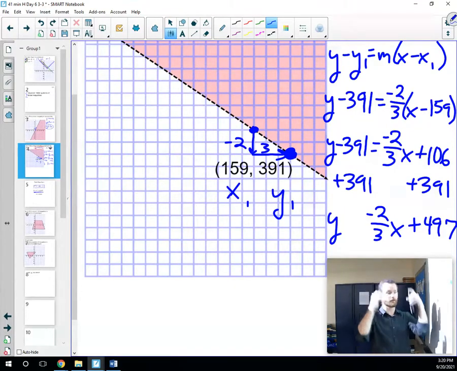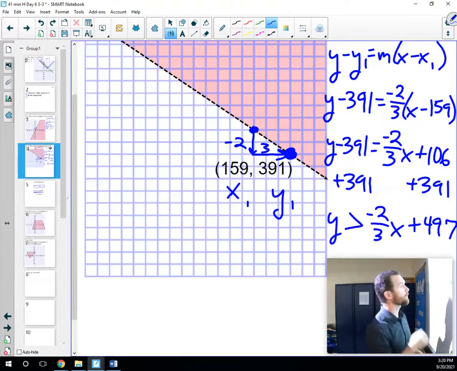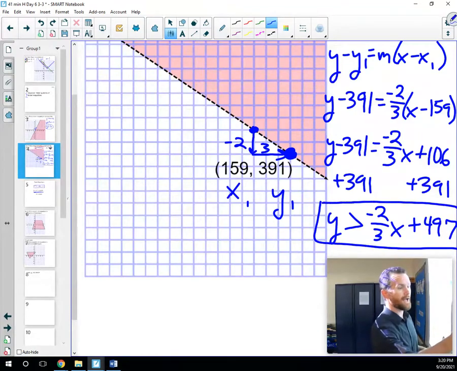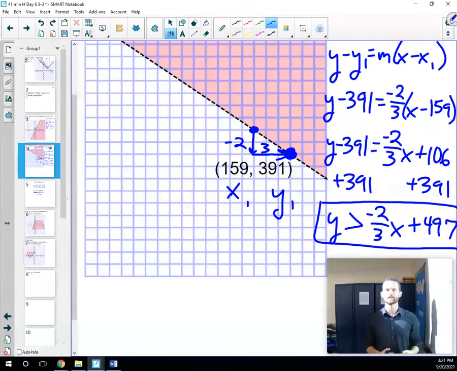It's shaded above the line, so y is greater than. Just greater than, not greater than or equal to. So that's the answer for example 2. The point of this example was to show you the advantage of using point-slope form. Point-slope form is really useful whenever we cannot easily see the y-intercept. If you've got the y-intercept, by all means, just use y equals mx plus b.